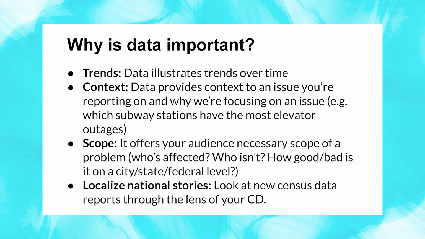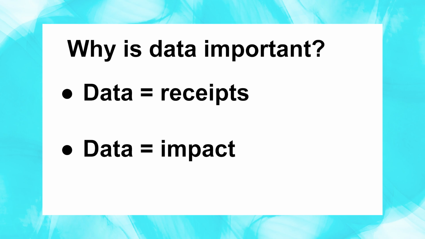It gives your reader the scope of the problem, why they should care about the story, how big the problem is, who's affected, who's responsible, and how this issue compares to another neighborhood, city, state, or the federal level. It can confirm trends that people are telling you about. It can provide the context readers need about why this is even a problem. If a report comes out about a national issue, localize that data and see how it's affected your community and the neighborhood that you're reporting on. Data is also receipts that can lead to impact.